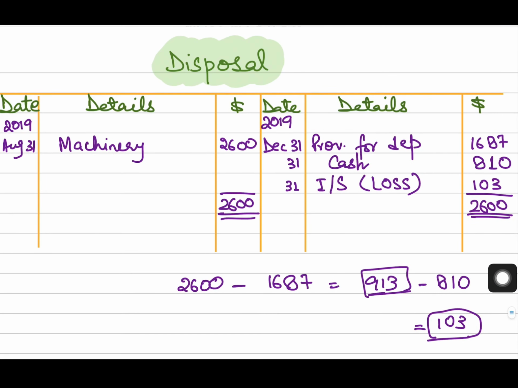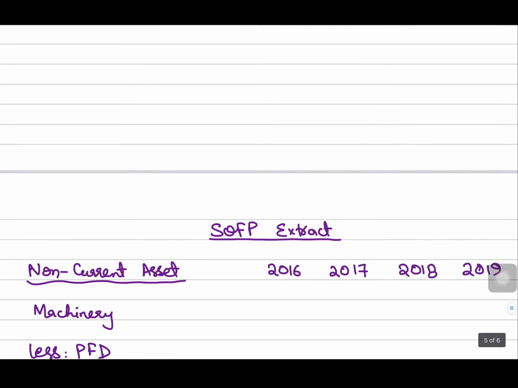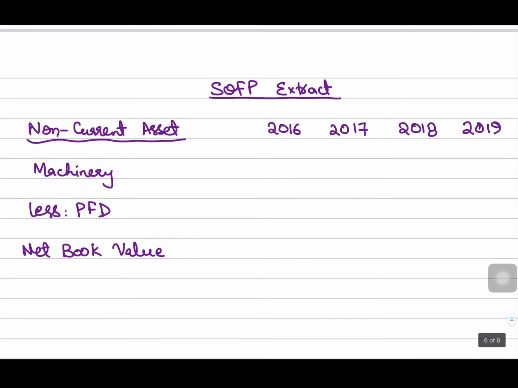Now we are just left with the last one, and that was to prepare the SOFP extract. So let's do that as well. Here is the format which you can follow if you have to make the extract for multiple years. We write the years in this way, and we write the information of machinery, its depreciation and the net book value in the vertical, right? So what was the cost? We know that we just have to look at the balances carried down now.